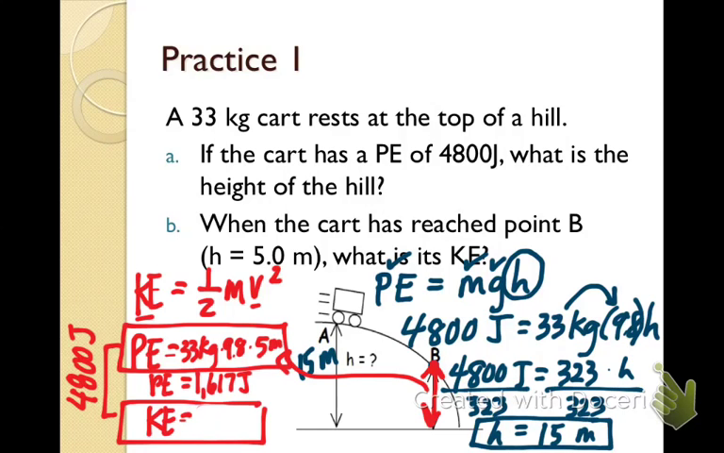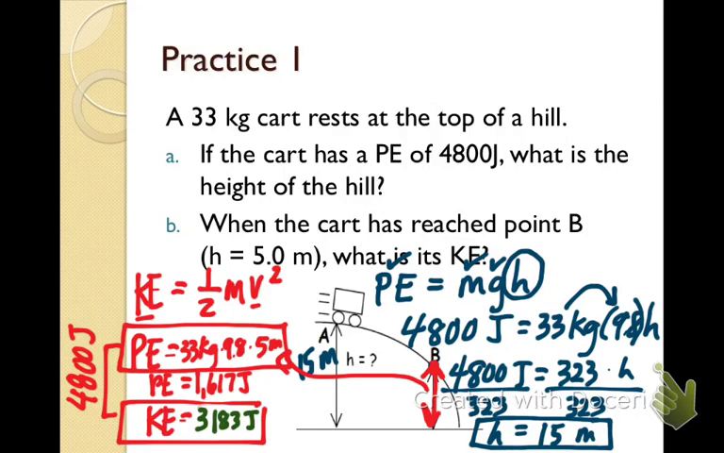I'm going to take my 4,800 joules minus my 1,617 joules, and I get 3,183 joules. We could even go a step farther here, and we could find out how fast it's going at that point. So if we wanted to do that, we don't have to do it here.